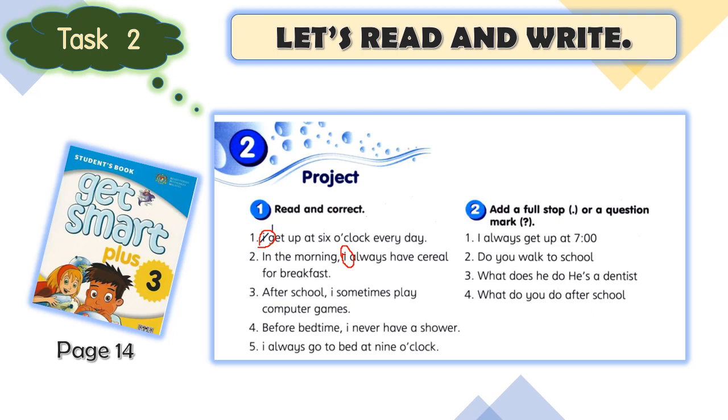So let's read number 1. I always get up at 7. Is it a question or a normal sentence? If it is a sentence, then you put a full stop. If it is a question, then you write a question mark at the end of the question. So decide yourself and complete this task.